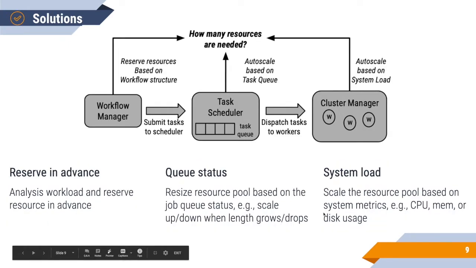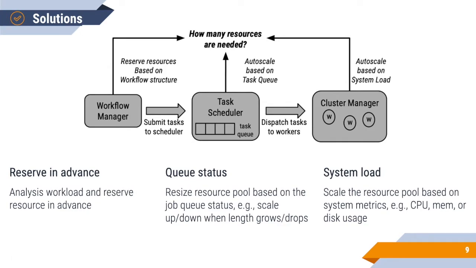Previous studies have suggested various mechanisms of managing computing resources for the workload. Depending on which component is mostly responsible for managing the resources, they can be divided into three categories. First, we can reserve the resources in advance. This can be done by using the workflow manager, by analyzing the workflow structure and using the historic data as the reference. The workflow manager can roughly estimate the resource request of the workflow and reserve resources in advance. The drawback of this mechanism is obvious. If we migrate the workload to a new environment with a different system setup, then the historic data will be useless.